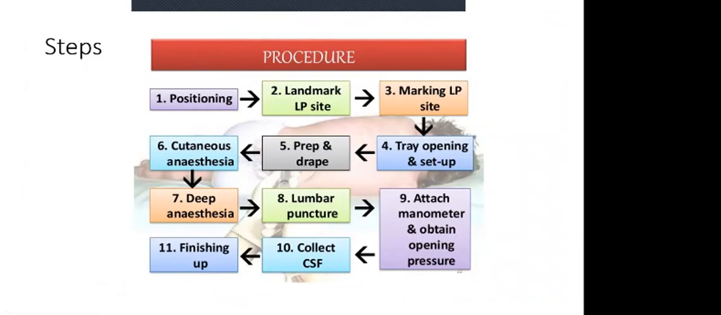So that's all about the procedure. So in summary, the procedure starts from the position of the patient. We may position the patient either lateral recumbent or sitting. And then we palpate the landmark for the LP, and then set up the equipment, prepare and also drape. We give the anesthesia, and then puncture. After that we measure the pressure, and then we can collect the CSF. After collection, we must compress the site of the puncture. Okay, that's the summary of the procedure.